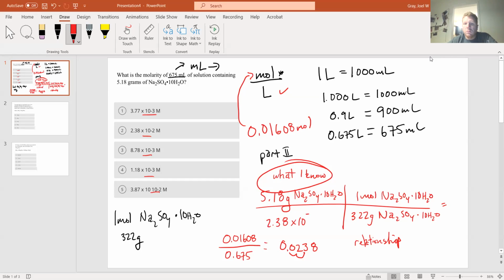The question is, what's the number? Well, we have to move it 2 places. So it's going to be 2.38 times 10 to the negative second molar. And lo and behold, answer number 2 shows us that.